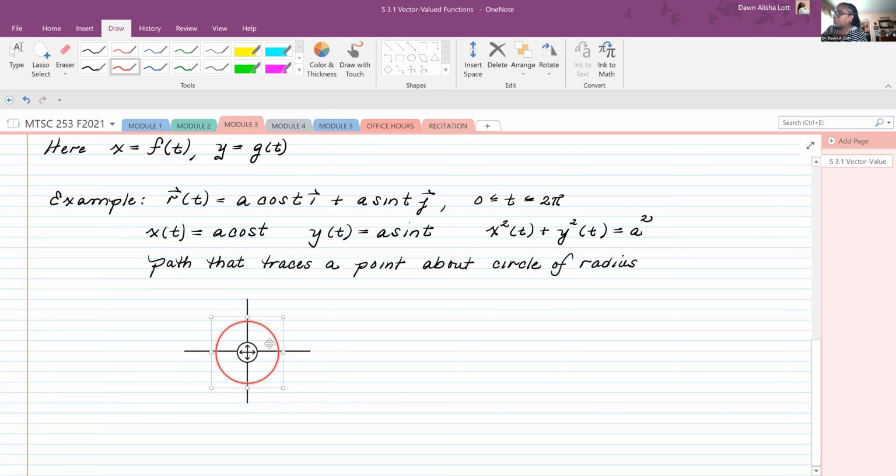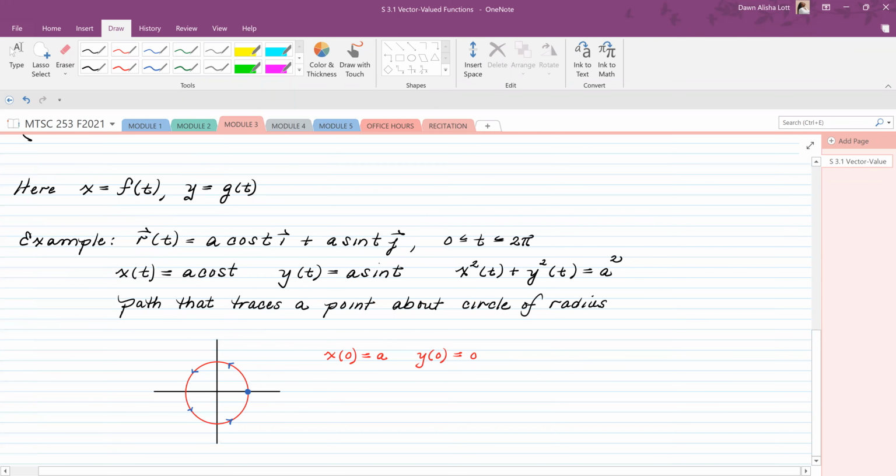As you can see, x of 0 is a and y of 0 is 0. So at t equals 0, it starts right here, and then it just goes around the circle. You can ask me any time t, and I can tell you where you are.